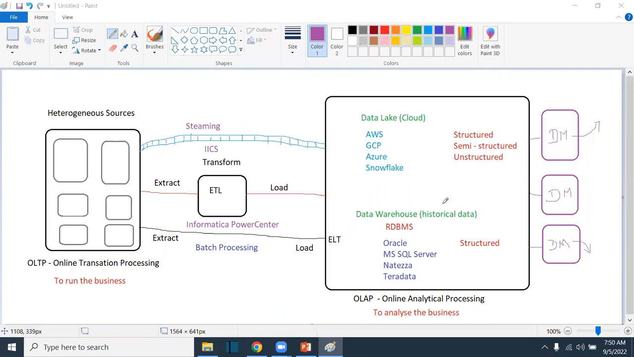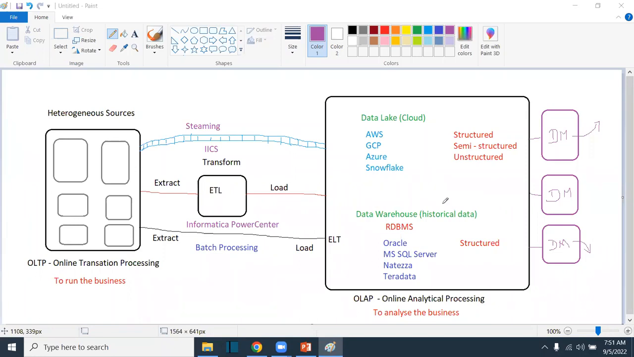The role of an ETL tester is this: whatever the developer is doing in development, transferring from OLTP to OLAP, the tester needs to test it against all the requirements, whether they are doing it correctly or not. That is the ETL tester's responsibility.